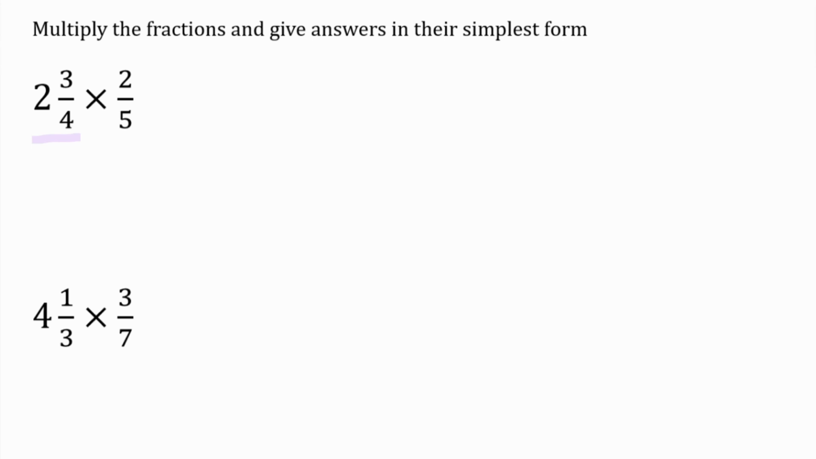To convert this into an improper fraction, I am going to multiply 4 by 2, which is 8, and my 8 plus 3 gives me 11, and the denominator remains 4. I'm going to multiply this by 2/5. So 11 times 2 over 4 times 5.